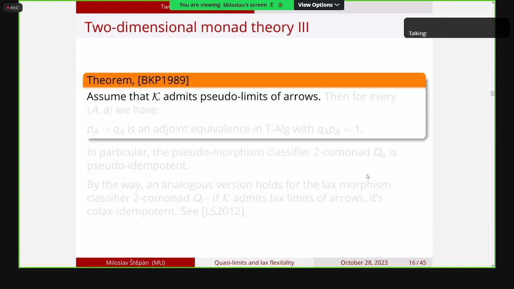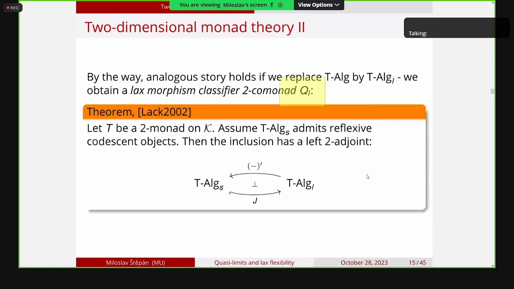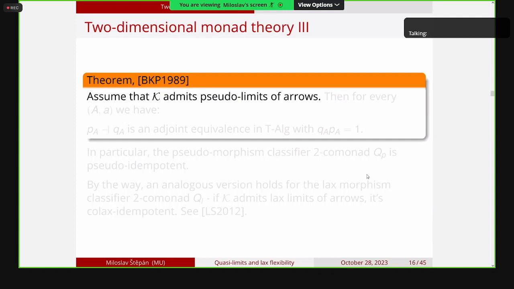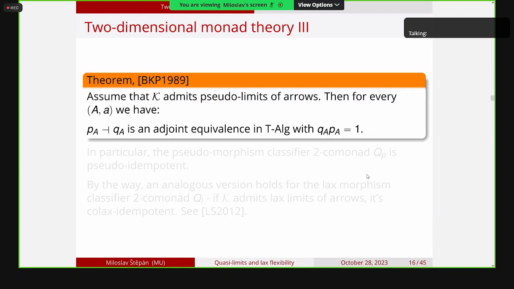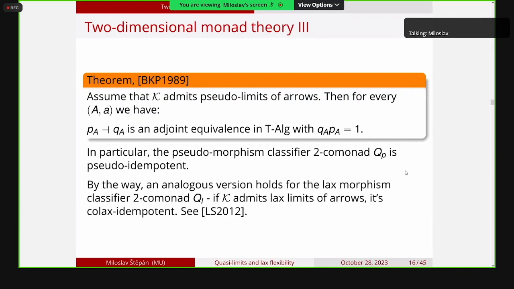Now, in the paper Two-Dimensional Monad Theory from the 90s, they actually proved these things under slightly different assumptions. The formulations I'm using here come from the paper Codescent Objects and Coherence from 2002. In Two-Dimensional Monad Theory, they proved the following: if your base two-category admits pseudo-limits of arrows, then for every algebra the unit and the co-unit of the adjunction form an adjoint equivalence, such that the co-unit is the retraction for the unit. In particular, this means that the pseudomorphism classifier comonad, this QP, is pseudo-idempotent, which is quite a rare property, I would say. In the lax case, a similar thing holds: if your base two-category has lax limits of arrows, the resulting two-comonad is colax-idempotent.